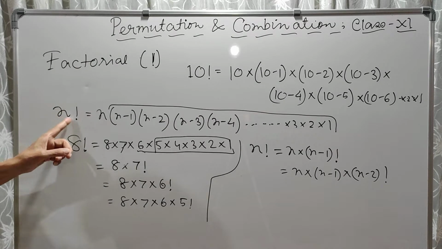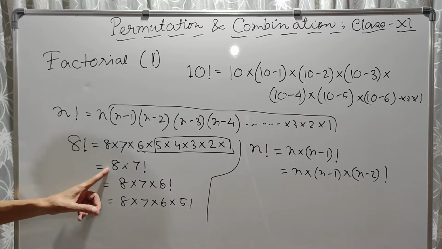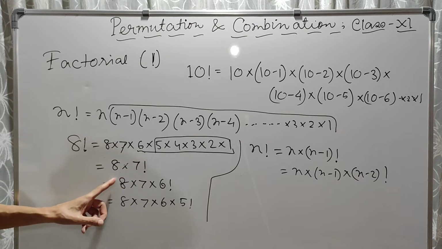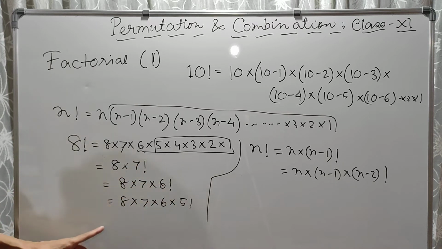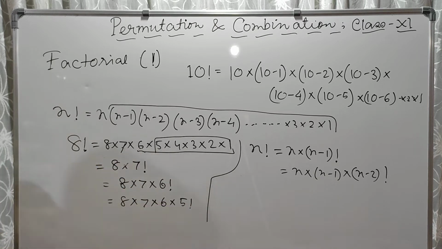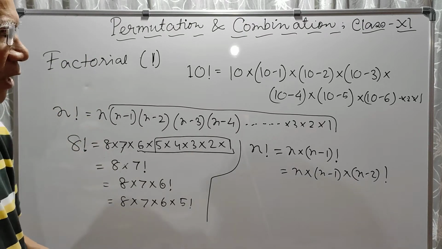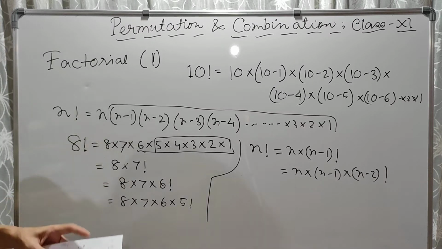All right. So this can be written as this or this, just like 8 factorial can be written as 8 into 7 factorial, 8 into 7 into 6 factorial, 8 into 7 into 6 into 5 factorial, or if you want, 8 into 7 into 6 into 5 into 4 factorial, like that. So this kind of exercise will be required in doing numerical sums. Okay, I hope this part is clear.